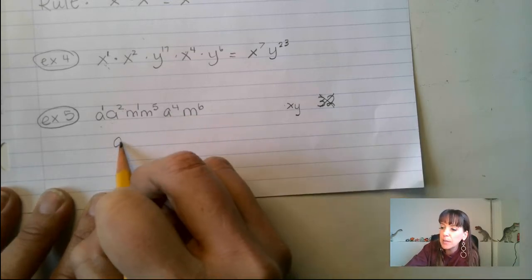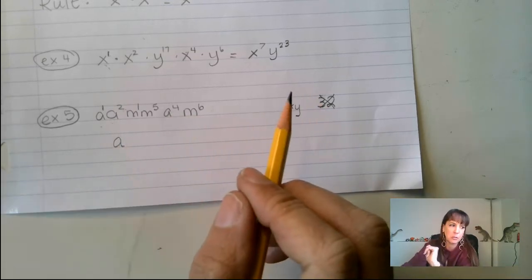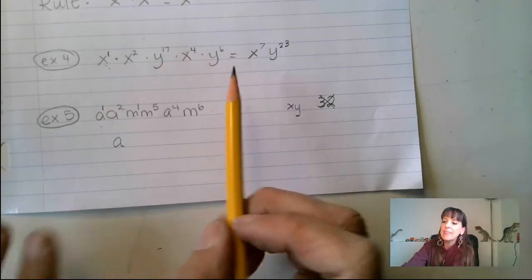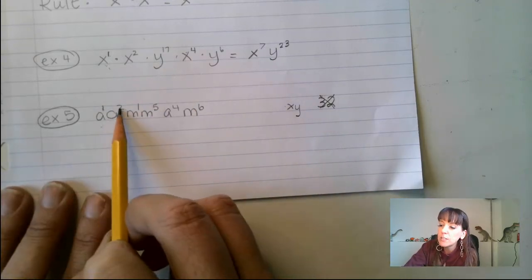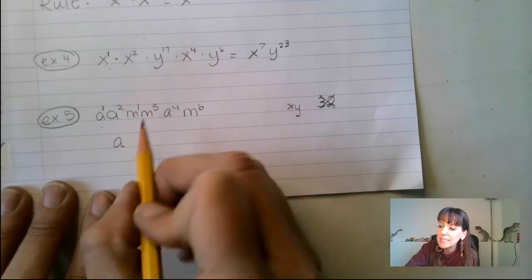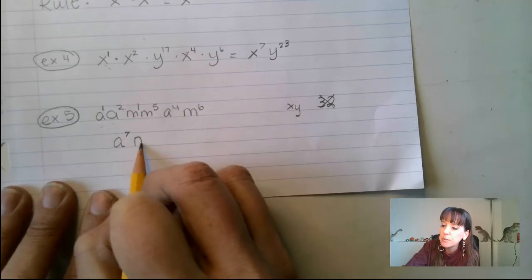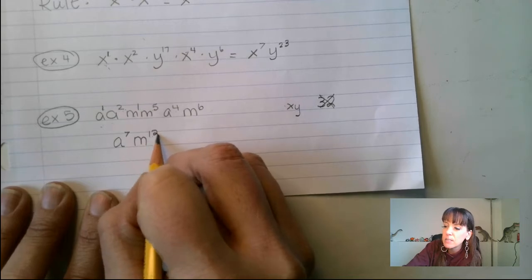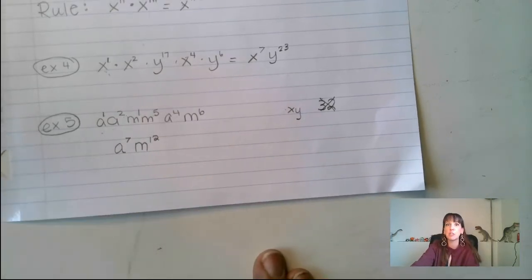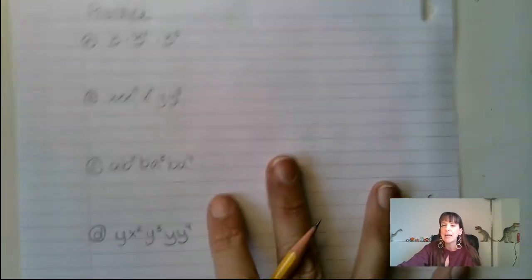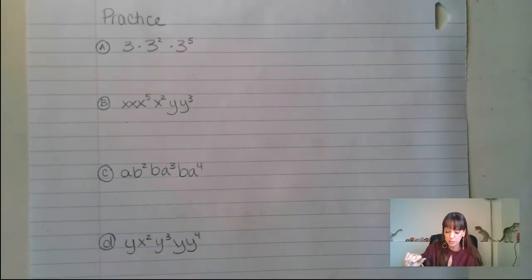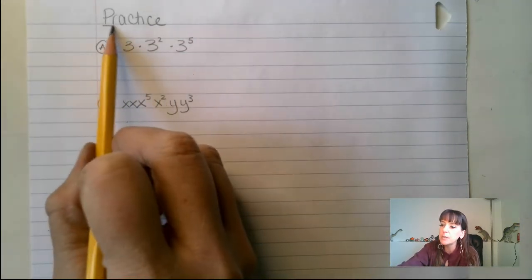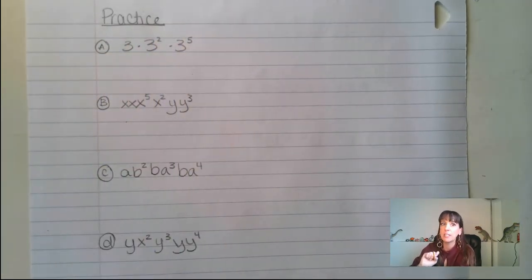So let's put these in alphabetical order, which is how I like to do mine. We're going to start with our a's, and that gives us 1 plus 2 is 3, plus 4 is 7. Then we're going to do our m's. 5 plus 1 is 6, plus 6 more gives us 12. And that is our simplified version there. All right, on page 315, there are some practice problems. Go ahead, pause the video, do these, and then come on back and make sure you got it.